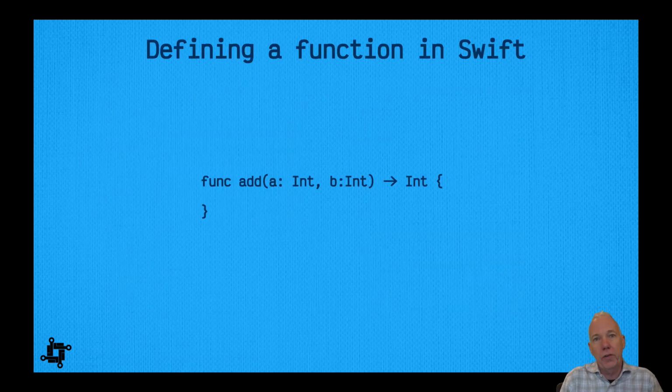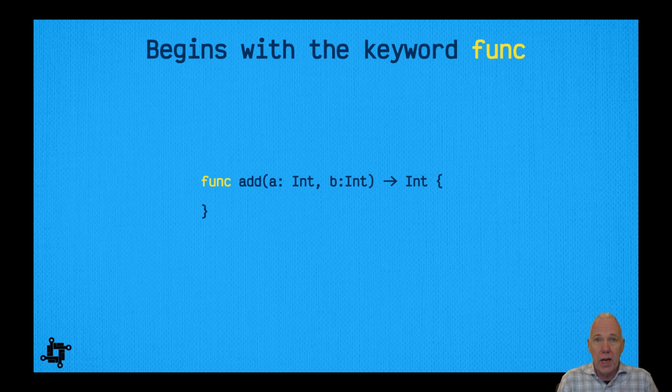So let's look first at how we actually declare a function in Swift, or define a function. Here we have an example, and I've got the whole syntax of the function, and let's just step through it step by step. So first we have a keyword called func, F-U-N-C.